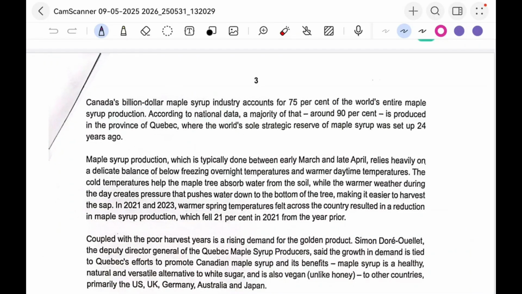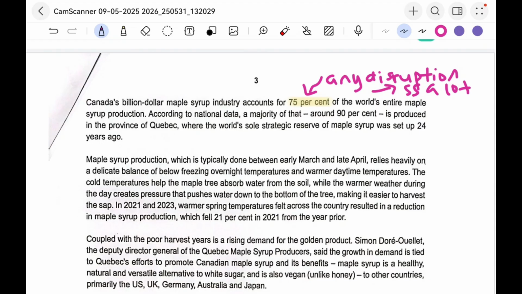Okay, then Canada's billion-dollar maple syrup industry accounts for 75% of the world's entire production, which is quite huge. So imagine one country taking 75% of the world's production. So any disruption to that is actually very substantial. So any disruption has a high impact on the supply overall. Affects supply a lot.